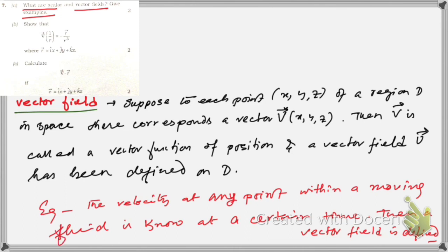Okay, so now let's move on to B. Here we need to show that the grad of 1 by r is equal to minus vector r divided by r cube, right? So let me write it properly. We need to show this, right? And in C, we need to find the divergence of vector r. That's it. So let's first show B. Let me clean this first.